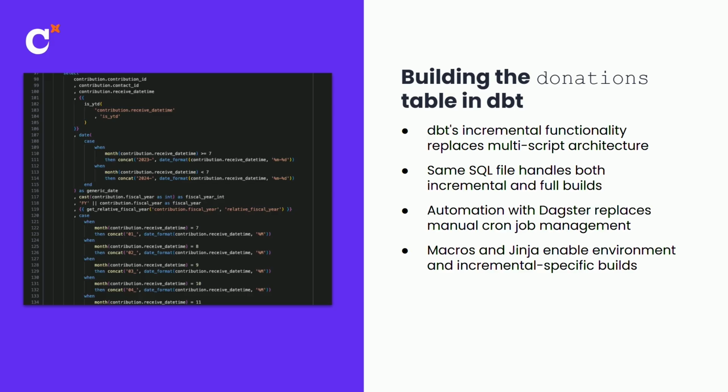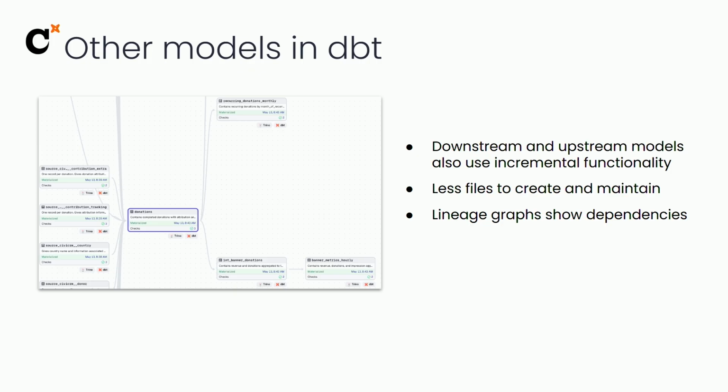We're also using macros in Jinja to further define what happens or how much data is getting pulled for an incremental run. And we even have custom rules defined in the Jinja for development schemas. All the downstream and upstream models are also able to take advantage of this incremental functionality. And this has cut down greatly on the amount of files my team and I need to create and maintain for just one model. And thanks to lineage graphs, we can quickly see what models depend on others rather than having to fully read through or run all of the SQL every time we make a change and just hope for no errors.